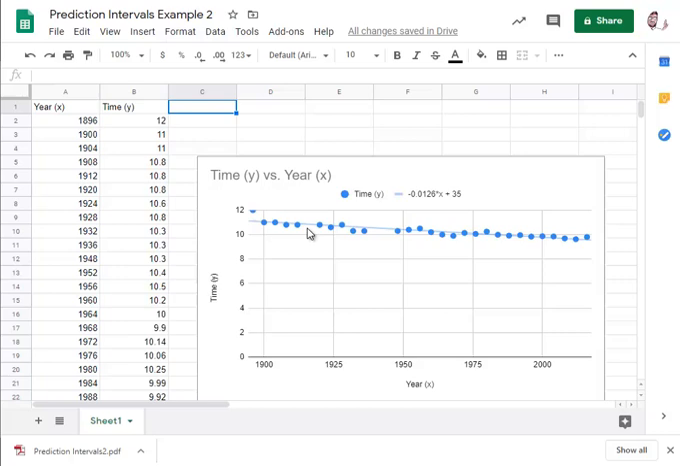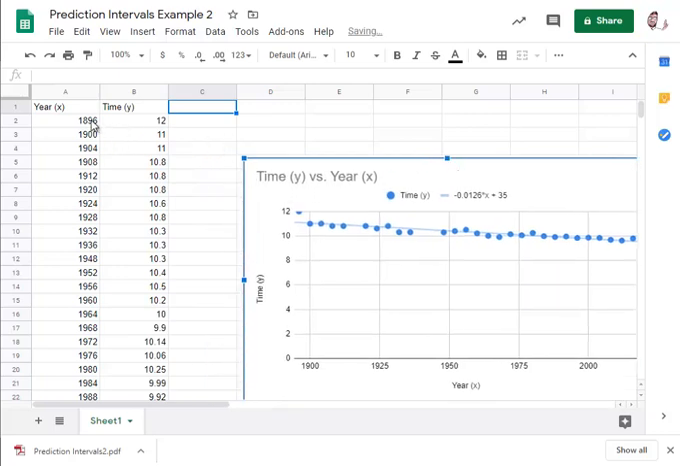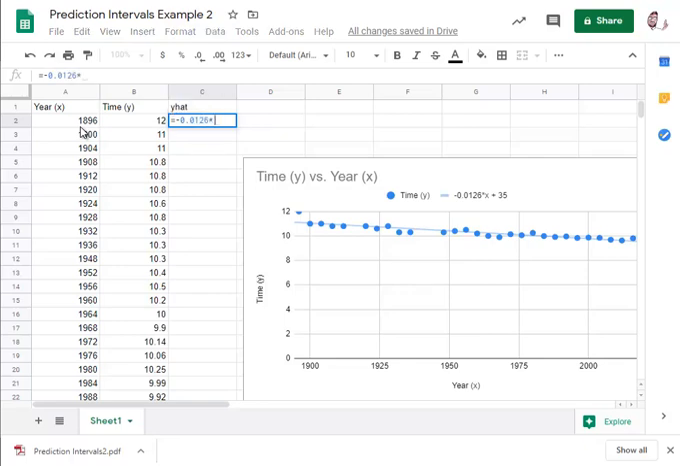So the first thing you're going to want to do is get the predicted value, aka the best fit line location, for each of these years. I'm going to call this one y hat. To get those, you're going to use the best fit line equation and plug in each of the years. So let's go negative 0.0126 times, this time, 1896 plus 35. Make sure you're not typing in 1896, you're clicking, because this will save you some time in a moment.